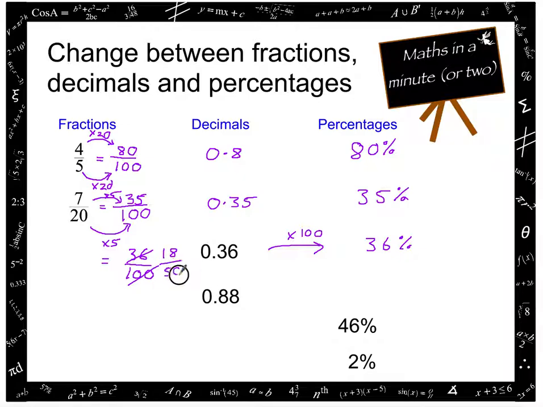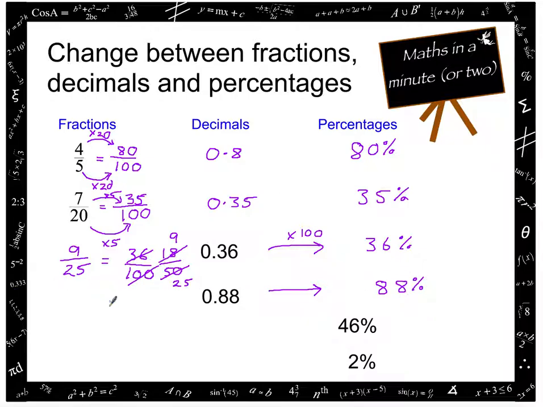We could look at that again and say we could go again. So halve the 18 would give us 9. Half the 50 would give us 25. There's nothing that goes into 9 and 25, so that is our lowest fraction, 9/25. Now let's try the same with 0.88. Do the percentage first, times it by 100, gives us 88%.